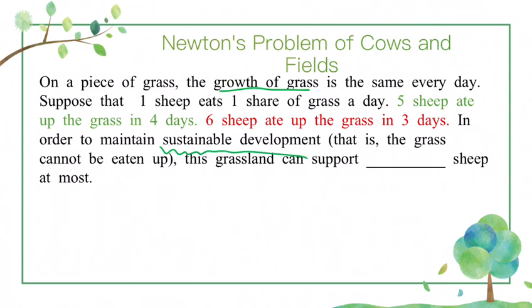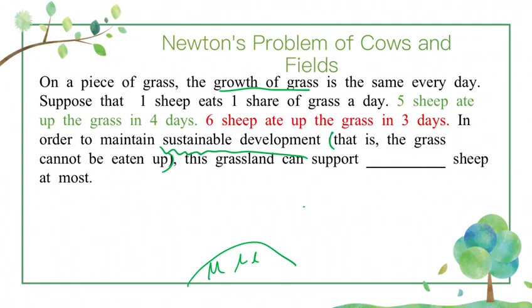Okay, what's the meaning of sustainable development? In Chinese, we call it 可持续发展. So, you can see the meaning in the bracket. That is, the grass cannot be eaten up. It means this pasture should be always there. It cannot be eaten up. And then we need to think about it.